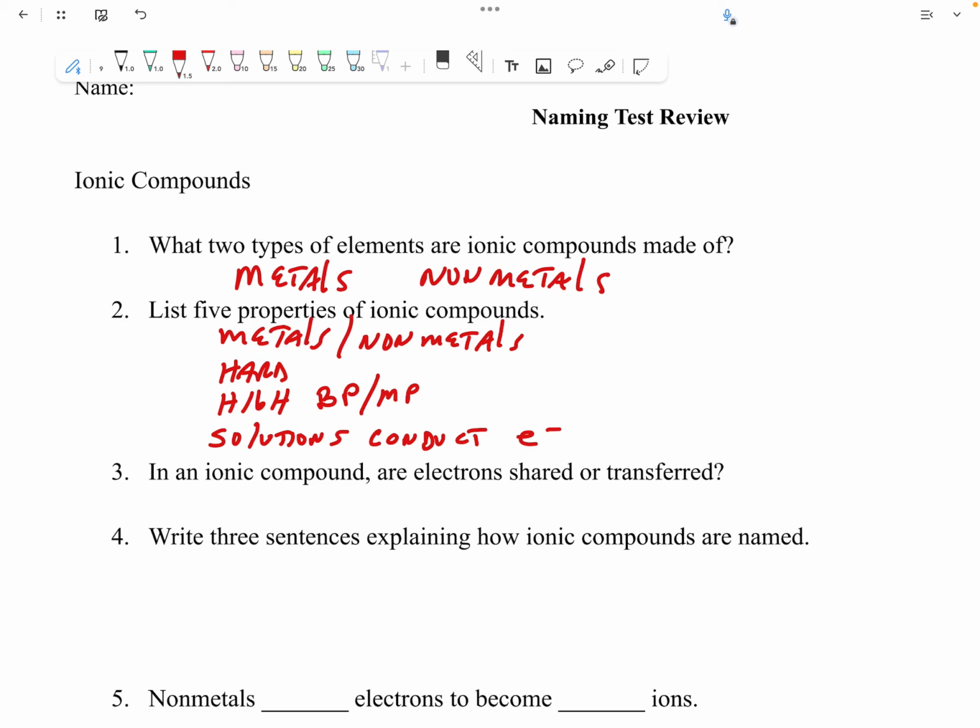So that's really five, isn't it? 1, 2, 3, 4, 5. Okay, we're good. Or we can say they transfer electrons. So we can say that also. They do transfer electrons. Easy.